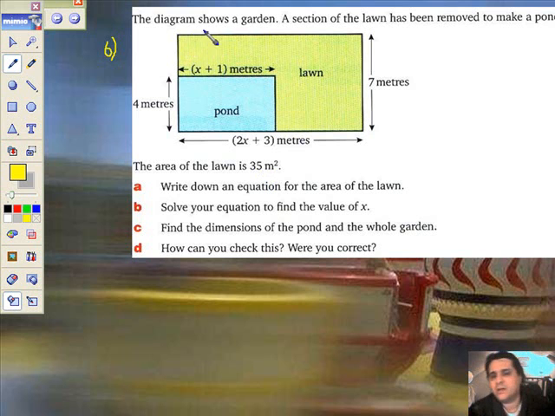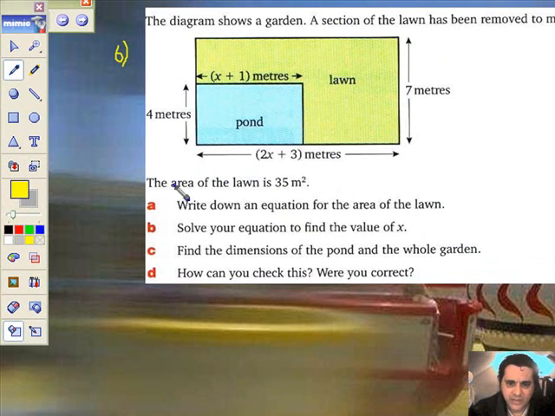Now the diagram shows a garden. A section of the lawn has been removed to make a pond, and there's the pond there for fish or whatever. The area of the lawn alone, please note my emphasis, the green stuff, is 35 meters squared. Here's a difficult bit. Write down an equation for the area of the lawn.